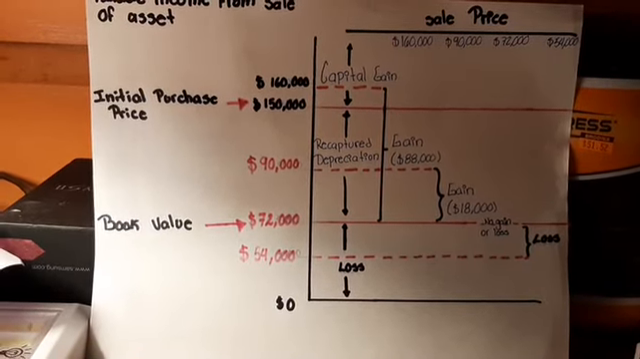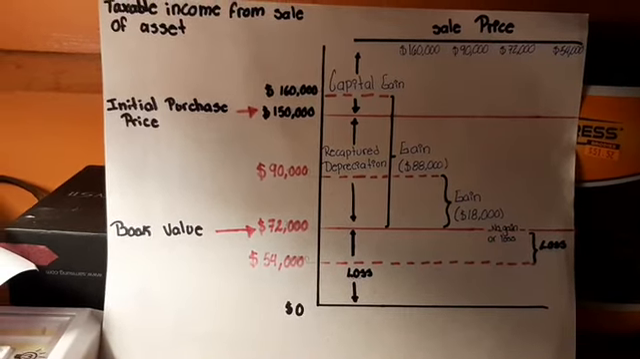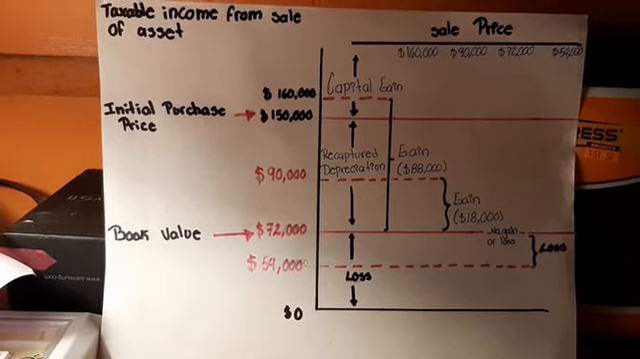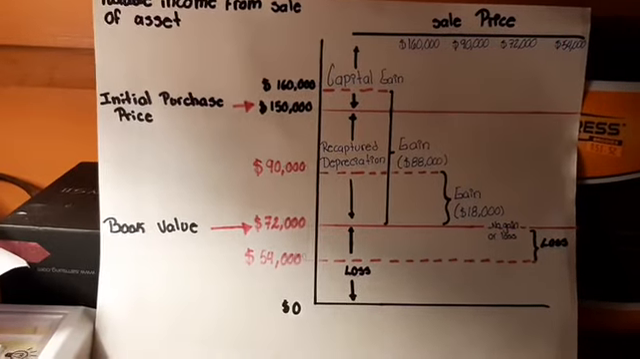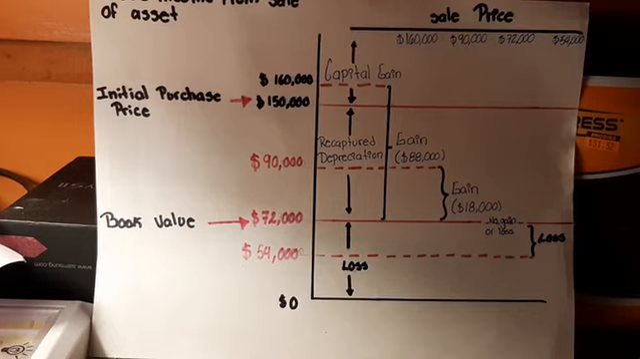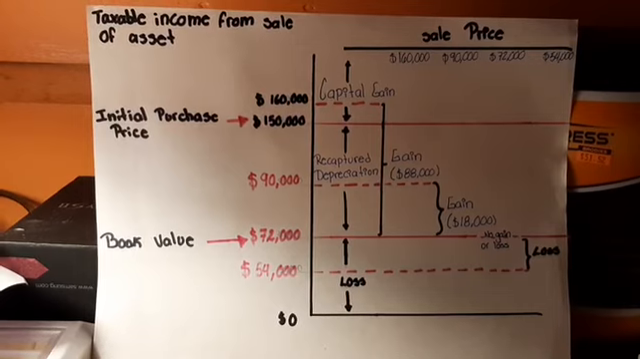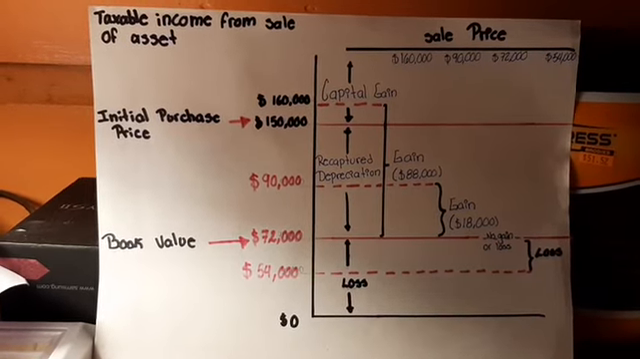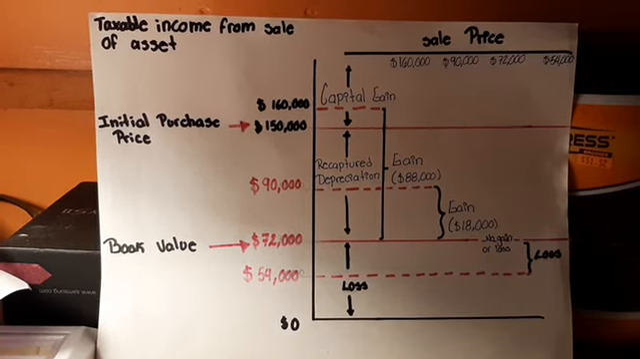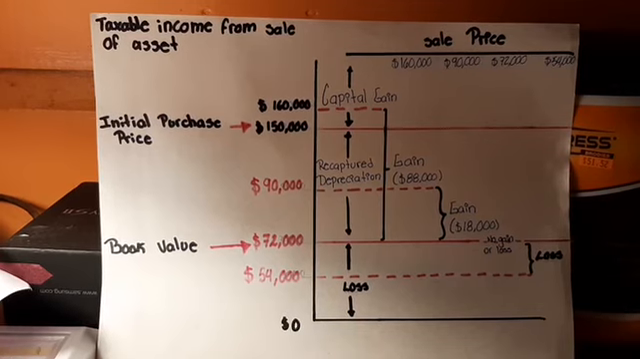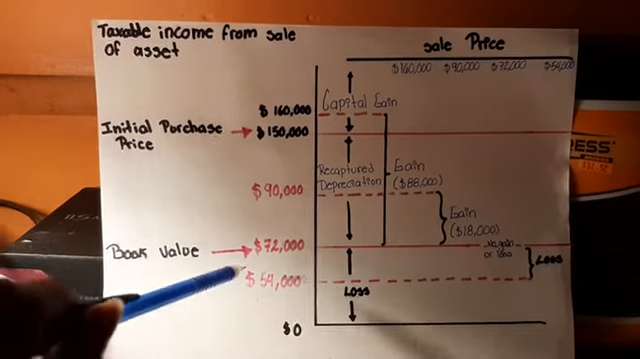For Hudson, the capital gain is 10,000. Why 10,000? Because we must subtract the initial purchase price from the 160,000 sales price. Recaptured depreciation is 78,000. How do we get this? The initial purchase price of 150,000 minus the 72,000 book value gives us this.